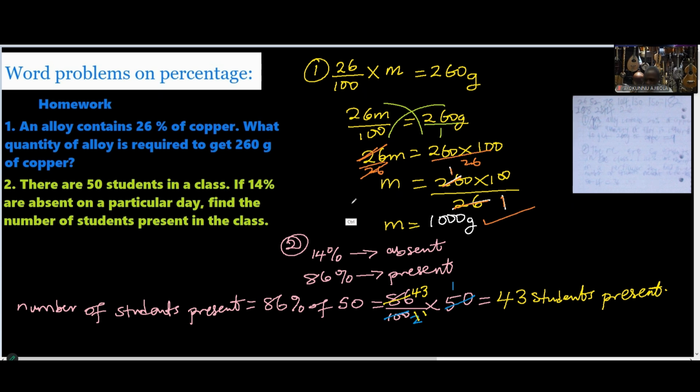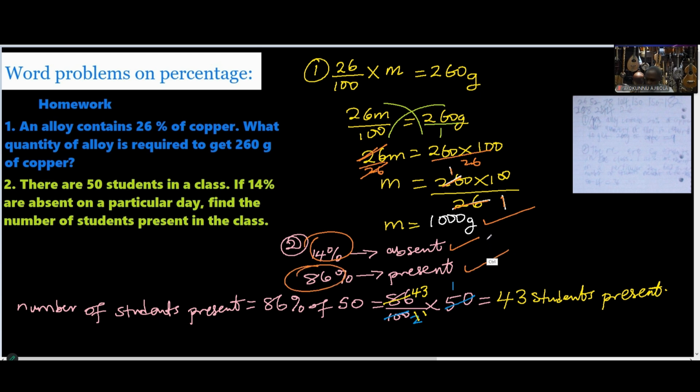Now the next question. This one says there are 50 students in a class. If 14% are absent on a particular day, find the number of students present. Now, the total number of students is always 100%. If something happened, you subtract from 100. So if 14% are absent, you remove from 100, you get 86% that are present.